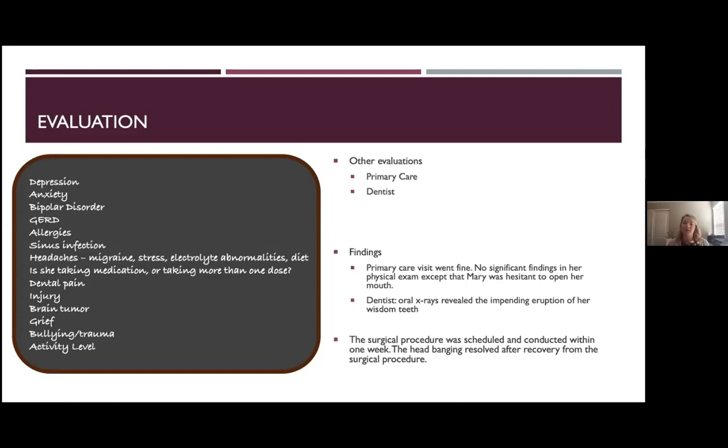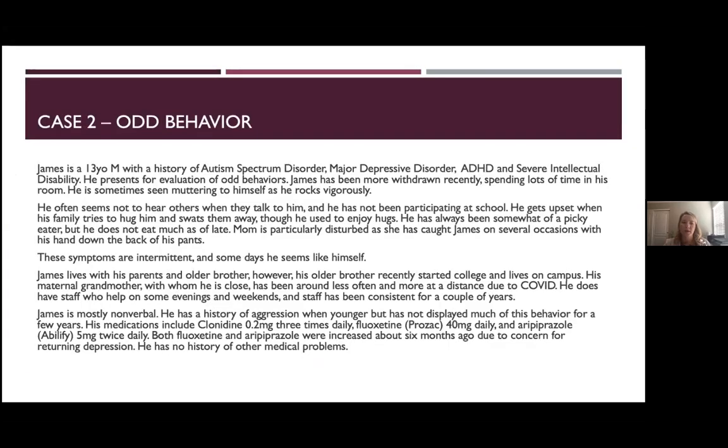And we did. The surgical procedure was scheduled and went really well. And after she recovered, the head banging and her other symptoms resolved. So that's an example of how a differential diagnosis can take us through what we need to do next and what we need to consider. So let's try one more case here.